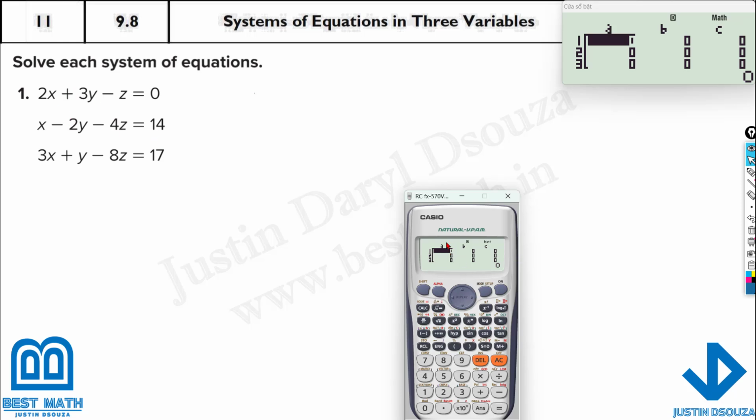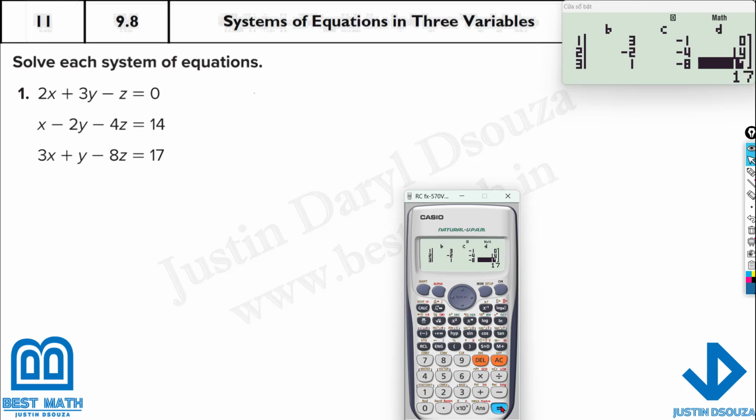Now here, be careful. There are 3 columns, A, B, C, that's the coefficients of x, y, z. But if you go next, there is one more column for the constants. So we need to type them all. There is 2, 3, minus 1, and then 0. Here we have 1, minus 2, minus 4, 14. And lastly, we have 3, 1, minus 8, 17.